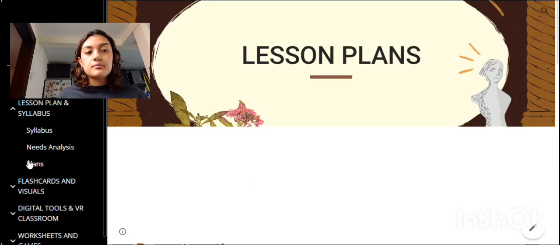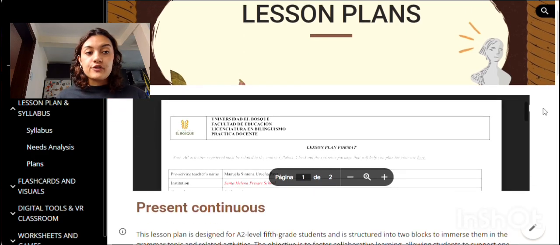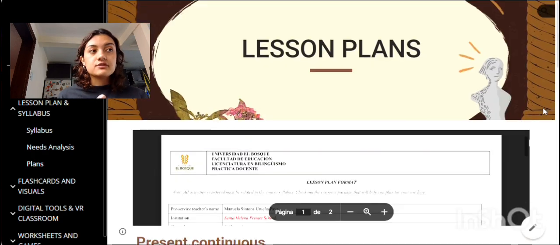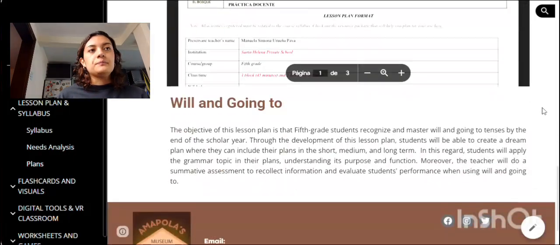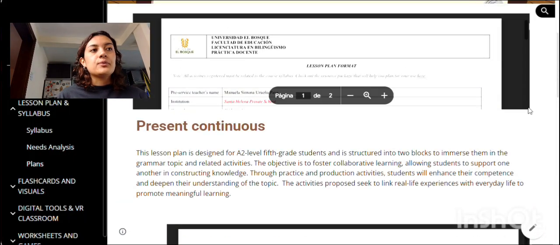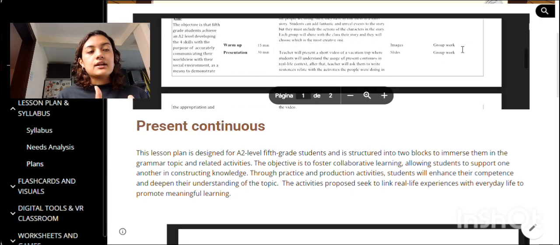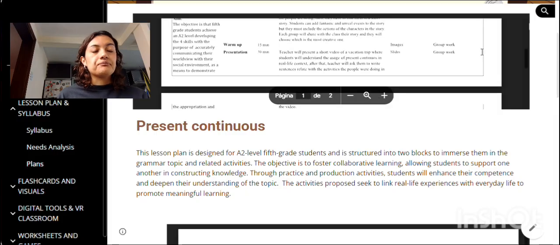We are going to find the lesson plans material that are the last material of this section. We're going to find 3 of them: present continuous, the possessive adjectives, and will and going to. In the present continuous lesson plan, we're going to find some practice and production activities that students will use to enhance their competence and deepen their understanding of this topic.